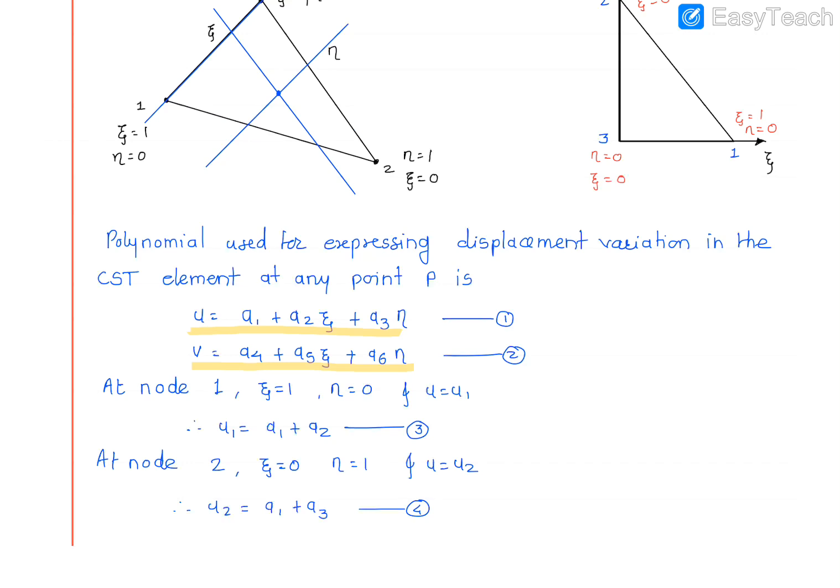Now to get the values of the unknowns, we put in the boundary conditions. At node 1, zeta is equal to 1, neta is equal to 0, and u is equal to u1. We will have the equation u1 is equal to a1 plus a2. We will mark this as equation number 3. Similarly, at node 2, zeta is equal to 0 and neta is equal to 1, so we will have u2 is equal to a1 plus a3. We will mark this as equation number 4.